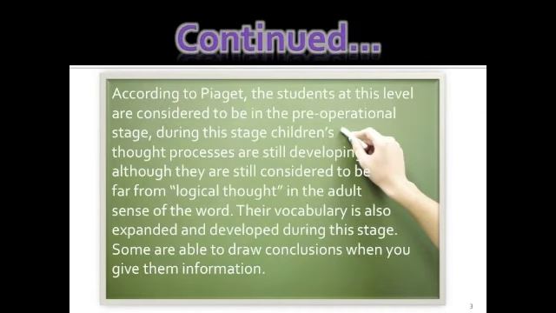According to Piaget, the students at this level are considered to be in the pre-operational stage. During this stage, children's thought processes are still developing, although they are still considered to be far from logical thought in the adult sense of the word. Their vocabulary is also expanded and developed during this stage. Some are able to draw conclusions when you give them the information.